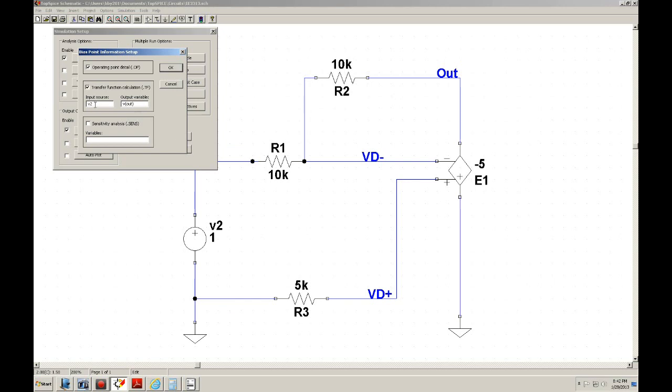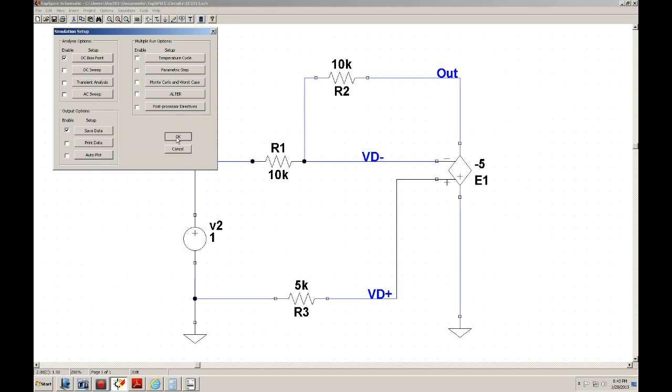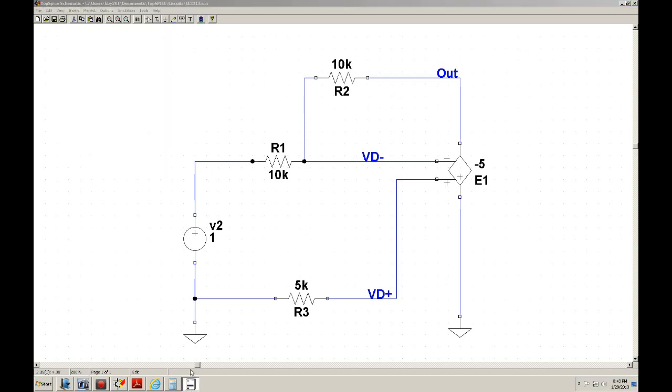So all you have to do is specify where it says input source, you put V2. That's this source. So you define it right here. And then the output variable is what node you want to take the measurement from. So in this case, I type in V out. Once I do that, go ahead and run it.